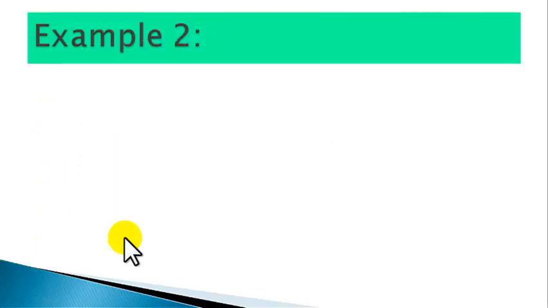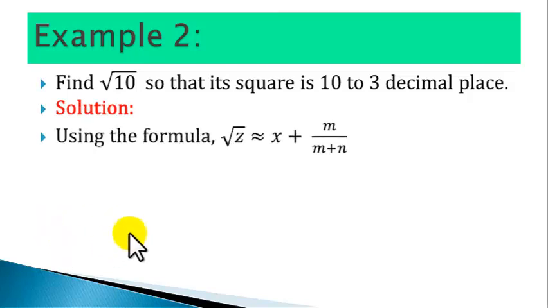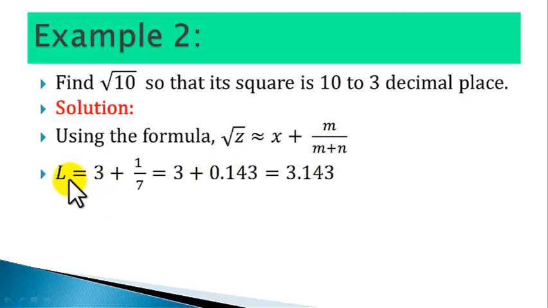Example. Let us find the square root of 10 so that its square is approximately equal to 10 to 3 decimal places. Solution. Using the formula, square root of z is approximately equal to x plus m all over m plus n, we obtain the lower bound to be 3 plus 1 all over 7, which is equal to 3 plus 0.143, and that's equal to 3.143.